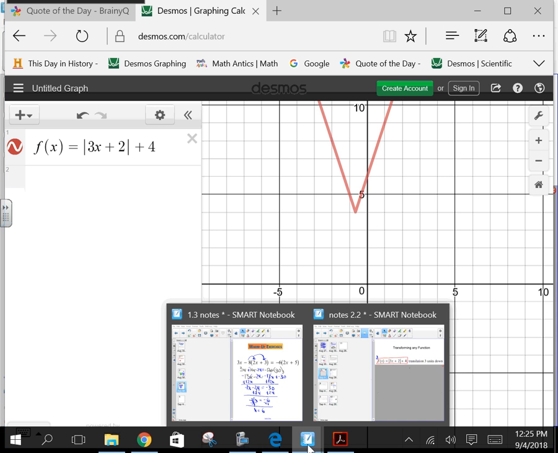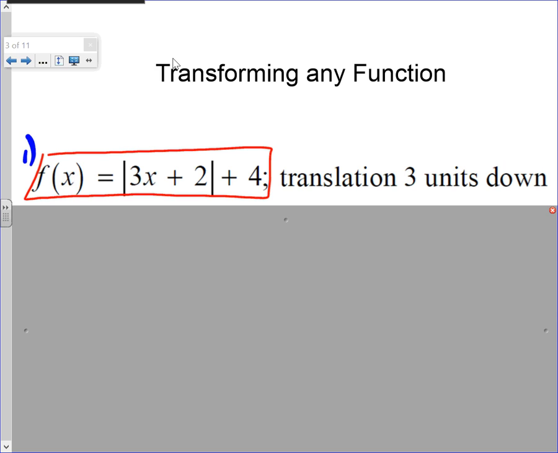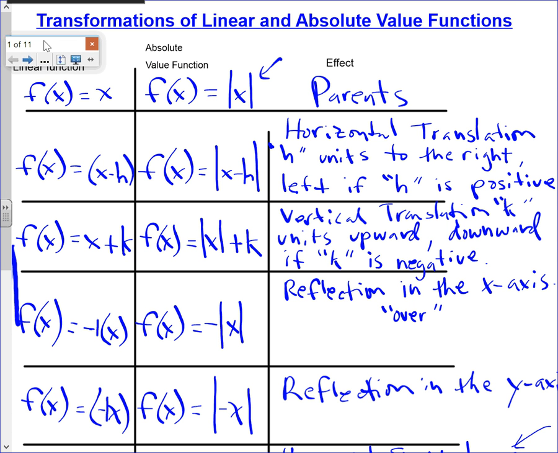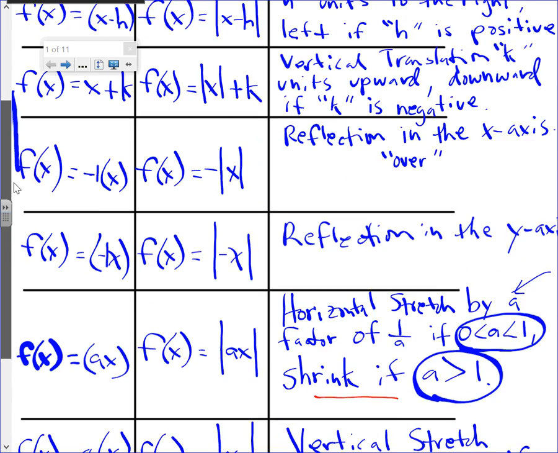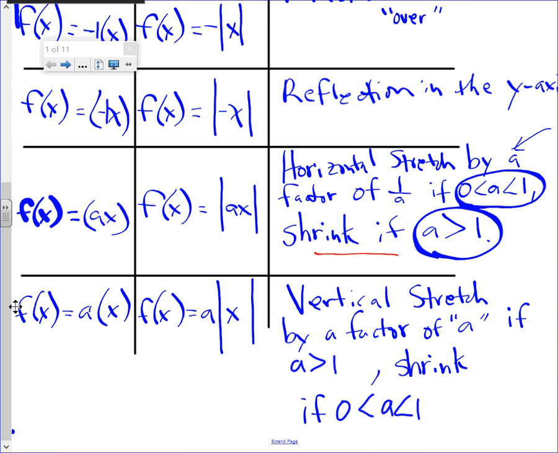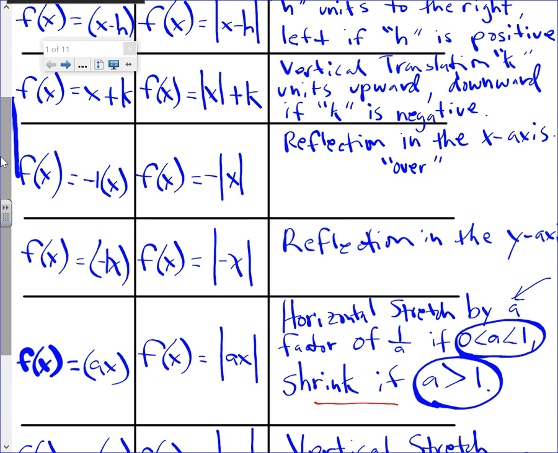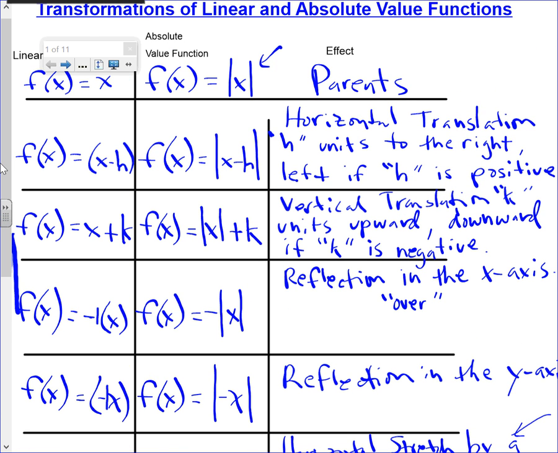Well, we're going to use our note guide from last week. That's not going anywhere. This is your, sort of like your Bible that you're going to be referring to, your transformation Bible. There's 6 of them. You got to keep referring to this. So, they want us to translate it 3 units down. Out of the 6 here, which one involves translating 3 units down? These are horizontal and vertical stretches and shrinks. Let's go up here. Here's our reflections. Let's go up more. Here we are. Vertical translations. I want it down. If I'm going to add a k value for up or a negative k value for down. Okay, downward is negative. K is negative.